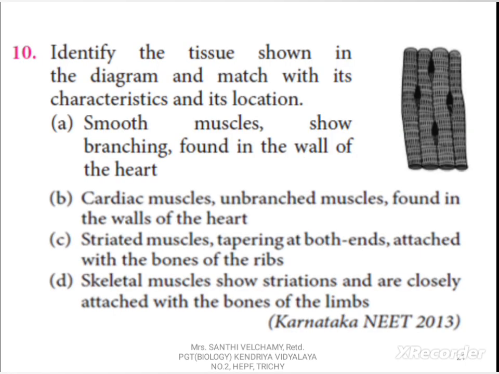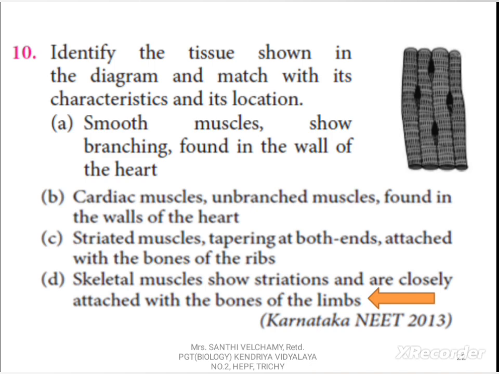Next, 10th question. Here you have to identify the tissue shown in the diagram and match it with its characteristic features. The characteristic features are given, so accordingly you have to match and tell the correct answer. They have told regarding the features of smooth muscles, cardiac muscles, striated muscles, skeletal muscles. The correct answer is D, skeletal muscles.